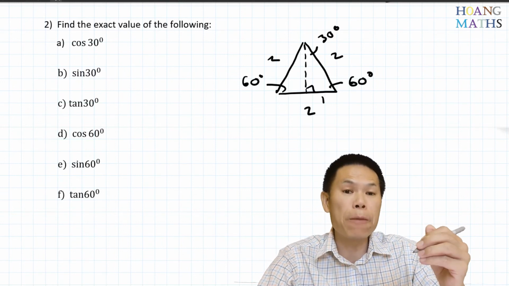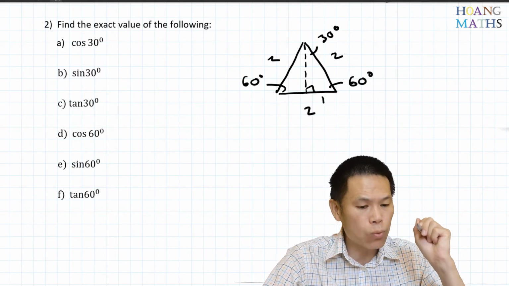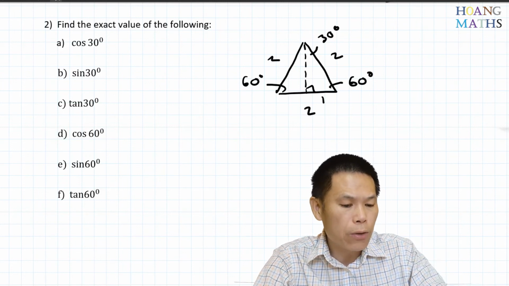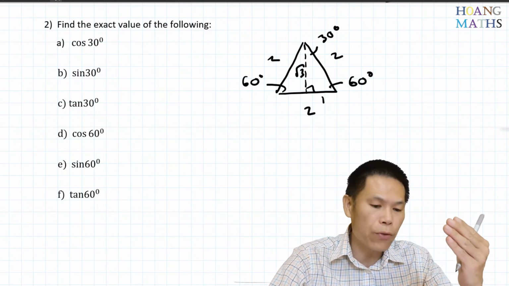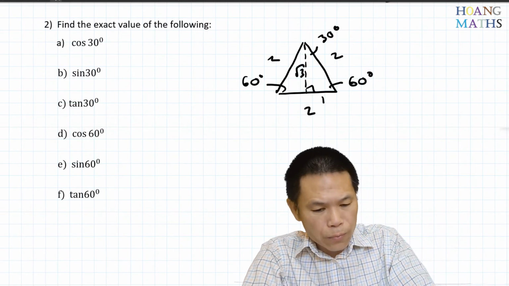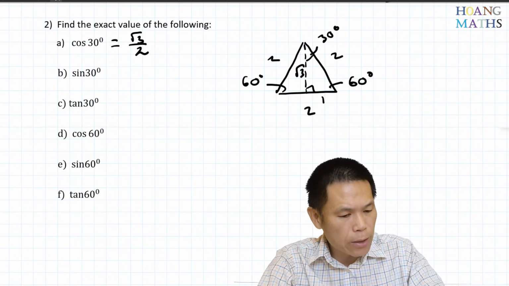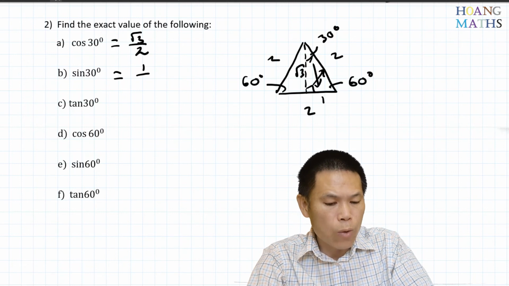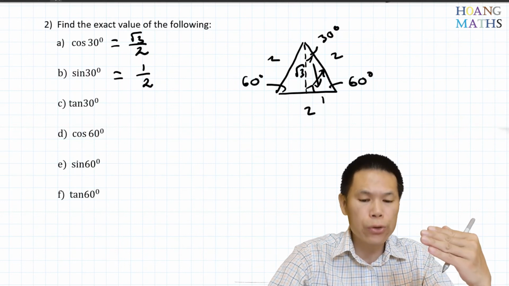To work out the perpendicular height, we use Pythagoras' theorem. So 2 squared minus 1 squared. 2 squared is 4, minus 1 squared is 3, which is root 3. There you go. It takes just 30 seconds to work this out. Then cos of 30 is adjacent over hypotenuse, which is root 3 over 2. And sine of 30 is opposite over hypotenuse. Opposite is 1, hypotenuse is 2, so it's a half. Otherwise, you can just quickly use a calculator as well.